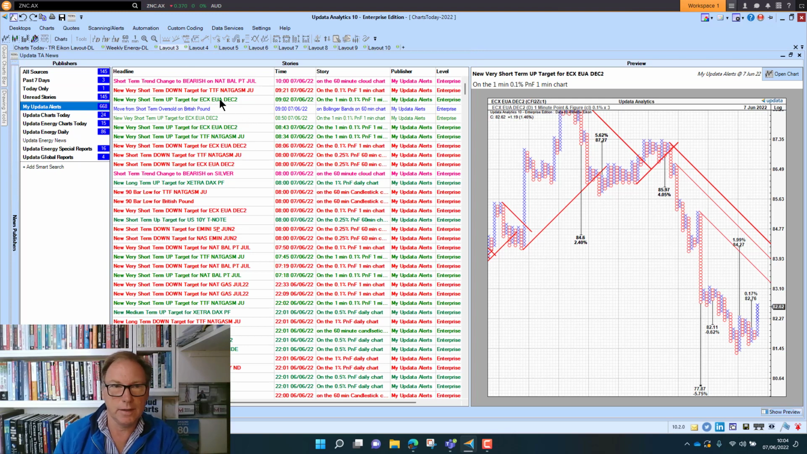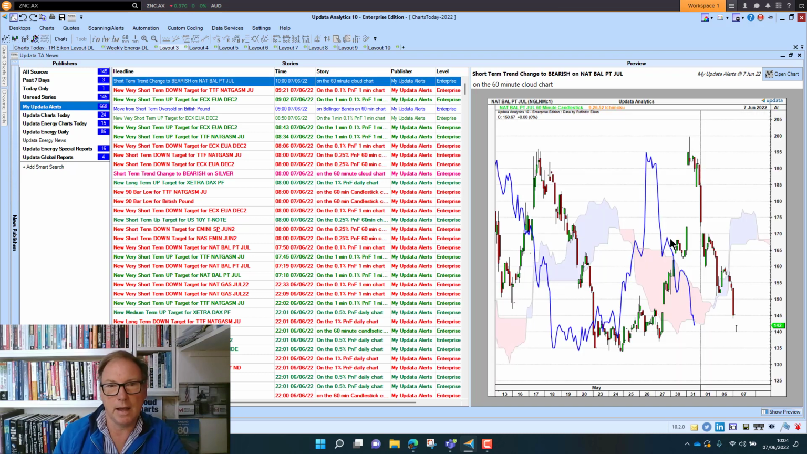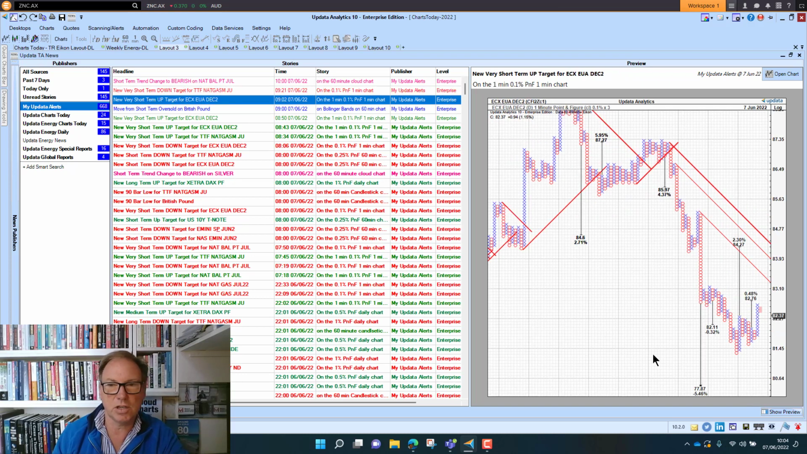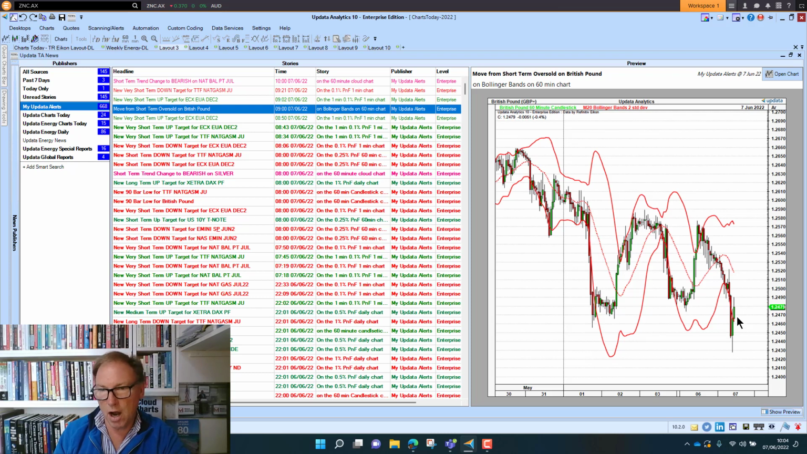And if I look at my alerts that are coming in on the updated news for our enterprise users, we're seeing some changes here as well. So NBP's just turned bearish below the cloud, and that's on the short term, which is normally the hourly trend. Very short term, TTF giving new downside targets. And if we look at emissions, we've got a little upside target. Tends to behave in the opposite direction from gas. Sterling oversold based on the move back through the Bollinger Bands on the 60-minute chart. So that's quite interesting. And we can just go all the way through.